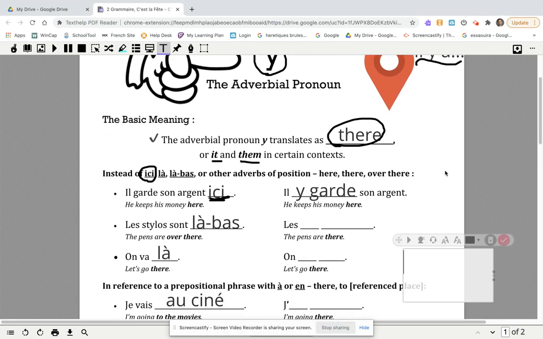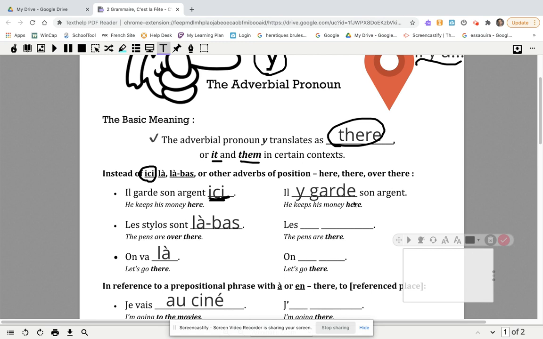But let's look at some examples of "y" and what it means. So you can say in French this sentence, and you can repeat after me. Il garde son argent ici. He keeps his money here. D'accord? Now, ici is perfectly fine to say, but in French you can also say il y garde son argent. He there keeps, or he here keeps, his money. What's the advantage? It's just a little bit quicker to say that.